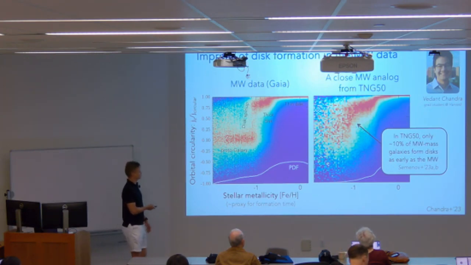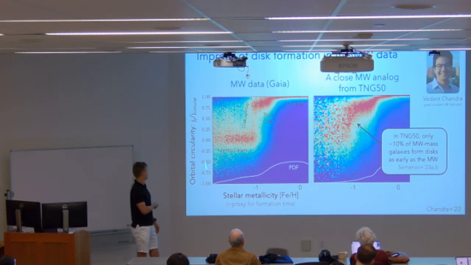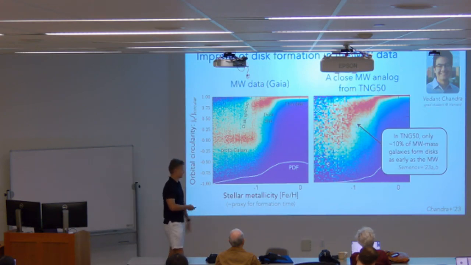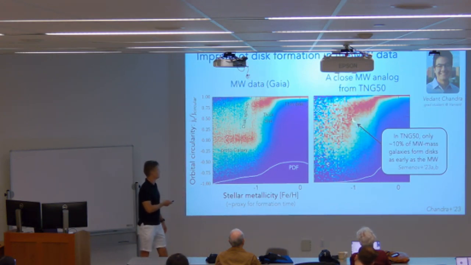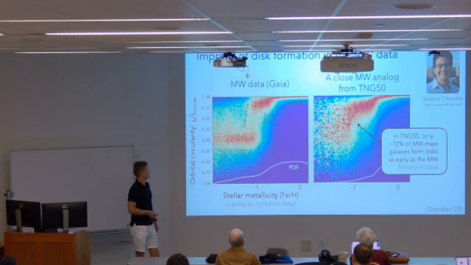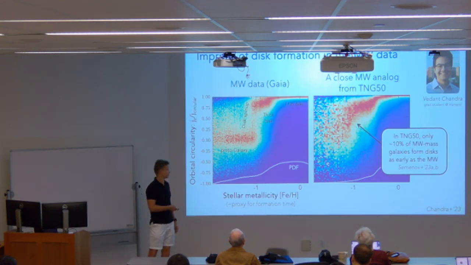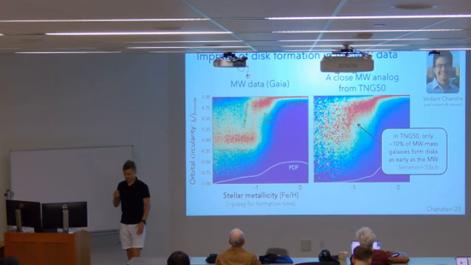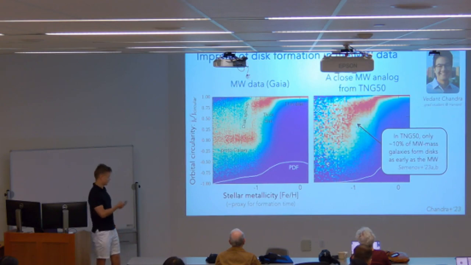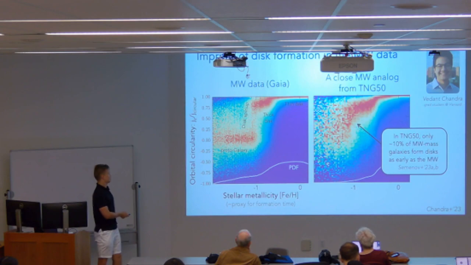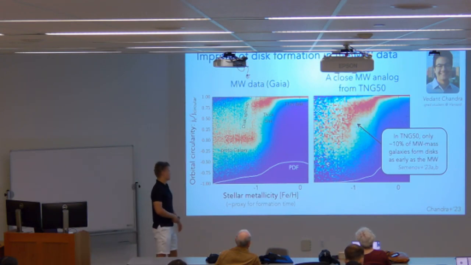And in fact, in TNG, we were able to find one that resembles the Milky Way very closely in this space of orbital circularity and metallicity, and Vedant also was able to go through different events in the history of this galaxy and map how these different features were formed. I will not go into details about this, so if you're interested, you can ask later or check out our papers. But what I will be talking about in the rest of this talk is us essentially looking at this early phase of galaxy evolution and trying to understand what's going on here.